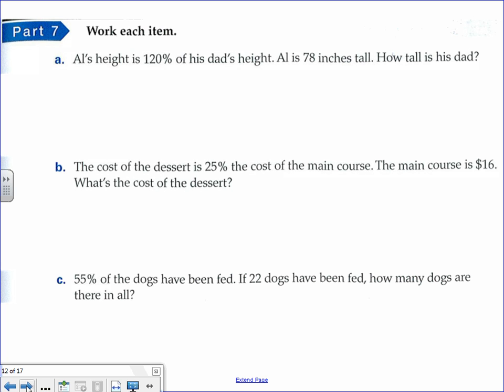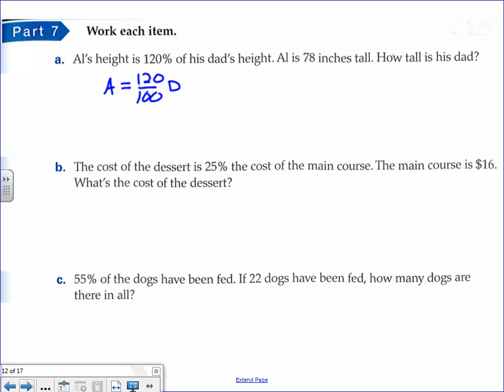These are ones we're actually going to go ahead and solve. So for A, we'll just take a look at that quick. Al's height is 120% of his dad's height. All right, so we have Al's height is, so I'm going to say A equals 120%, which is going to be 120 over 100. Of is to multiply, and we're multiplying by his dad's height. So I'm just going to go ahead and use D for dad here.